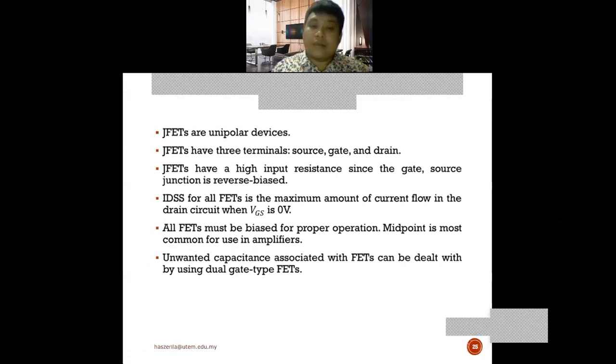Unwanted capacitance associated with FETs can be dealt with by using a dual-gate type FET. So the capacitance can be treated as a source open circuit. So we do not need to analyze for the capacitance.